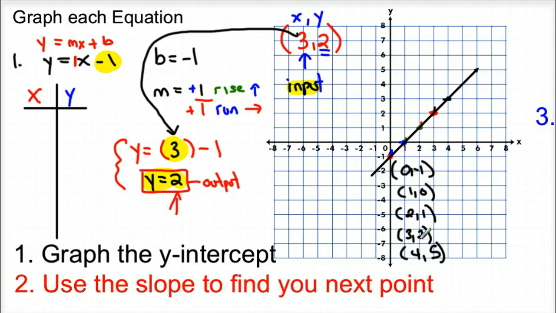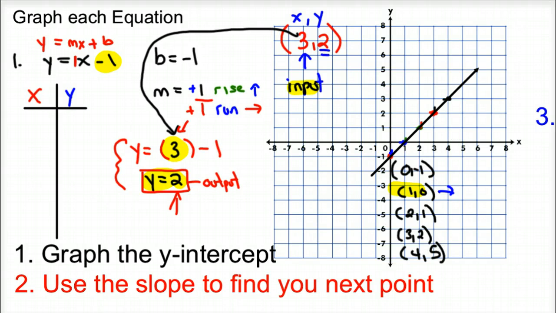And again, you could test all these points here, any one of these points. So let's test this one. If you input 1 into our function, 1 minus 1, does that equal 0? Yeah. So that verifies that's correct as well.